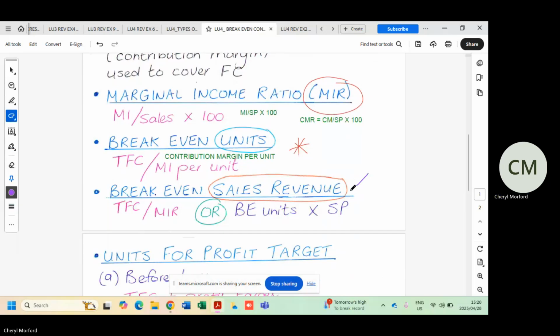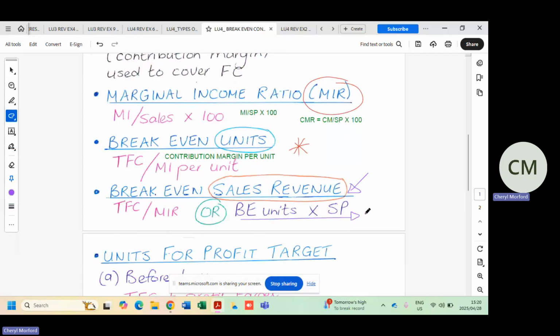Over here. There are two ways to do this. If possible, use the simpler way. So if we have just worked out our break-even units above, we're going to take those and multiply them by the selling price, because after all, we have those units and we're going to sell them. So this here will be the simpler, more direct way of doing it.